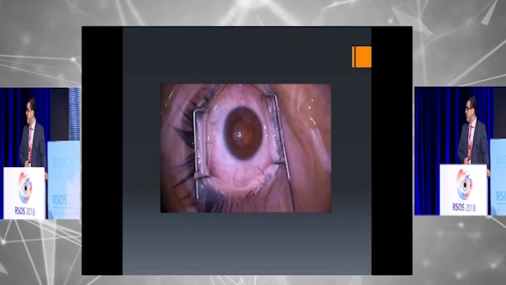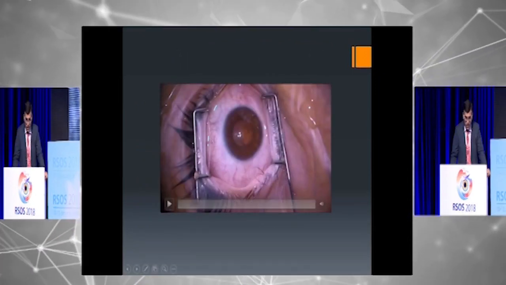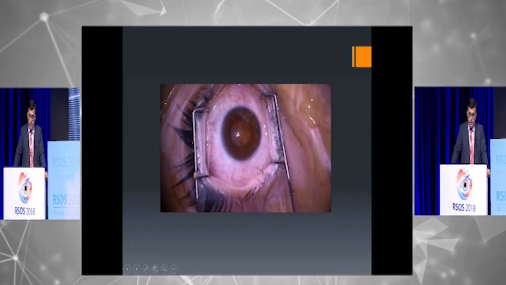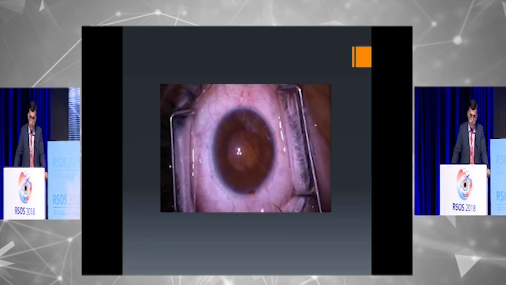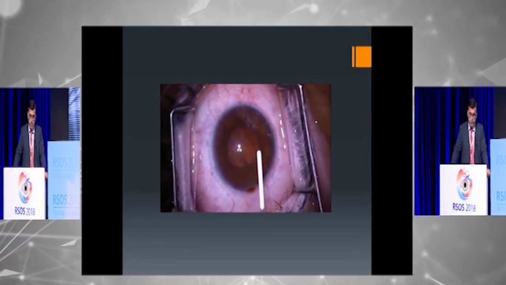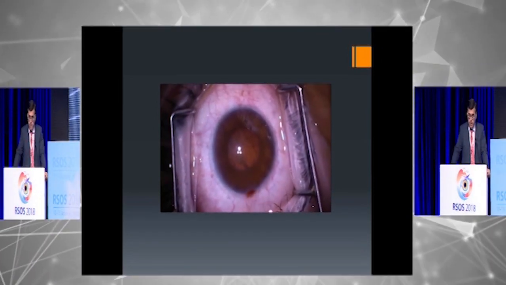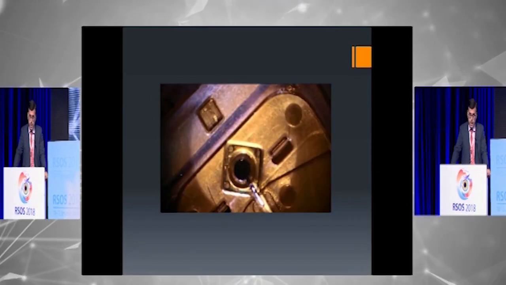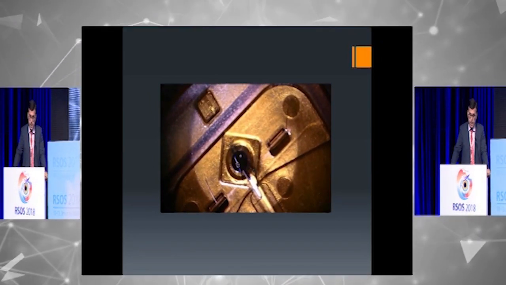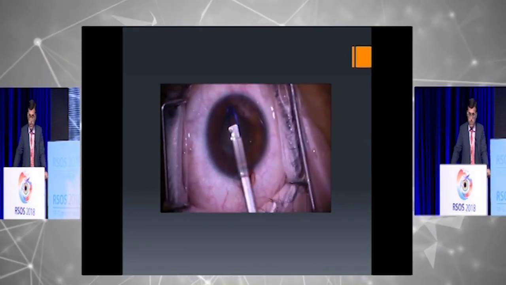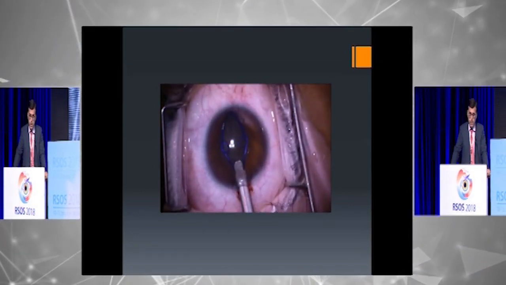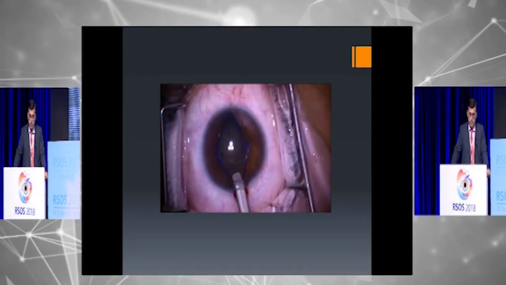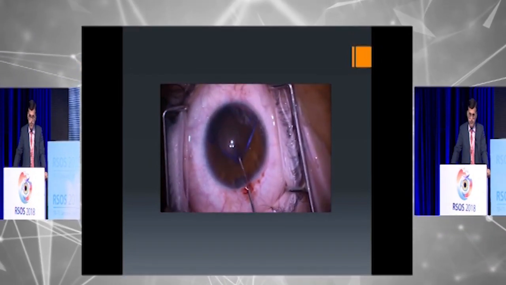This is a video. This patient presented with cataract and pseudoexfoliation with a pupil of about 3.5 up to 4 millimeters. I used Trypan Blue to visualize the pseudoexfoliation in this patient. Then I used the Malyugin ring to dilate the pupil. It can give me about 6 millimeters in diameter.